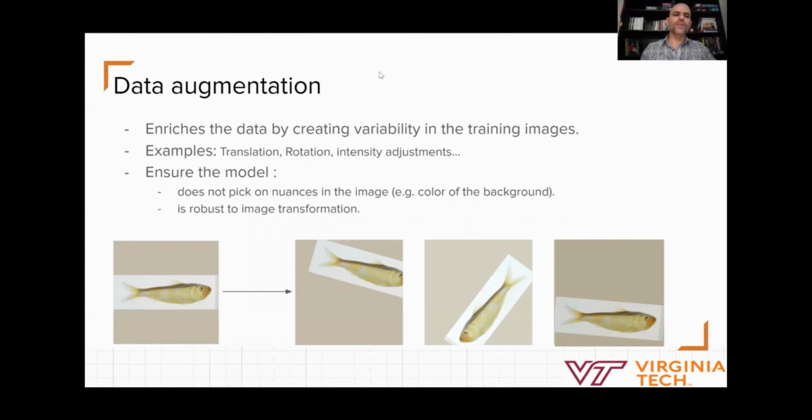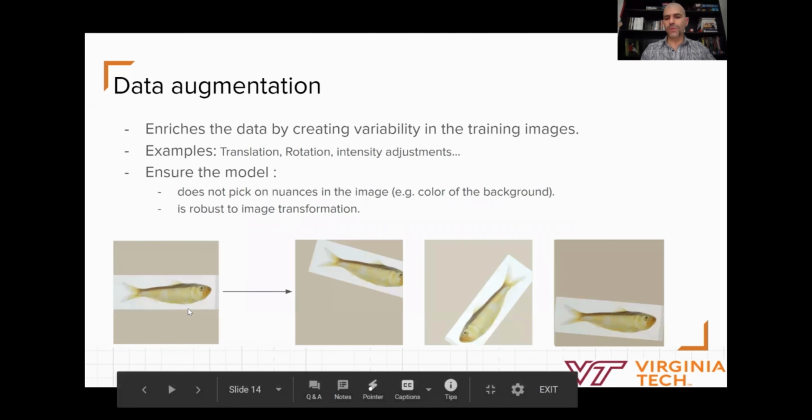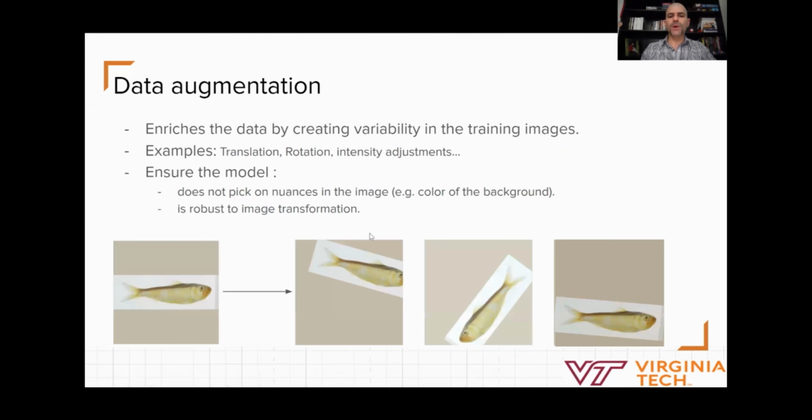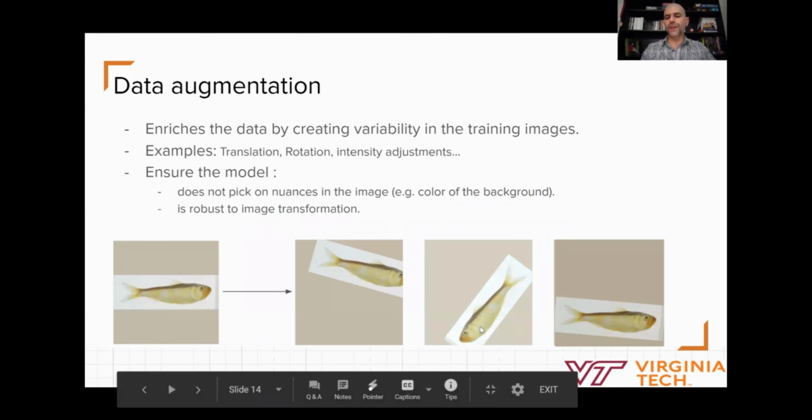To make the model more robust, every time we feed an image into the model, we try to perturb it a little bit: change its direction, its color intensity, its position. This helps the model learn features that are really relevant to the fish itself, rather than picking up on nuances like the color of the background or the orientation of the fish.